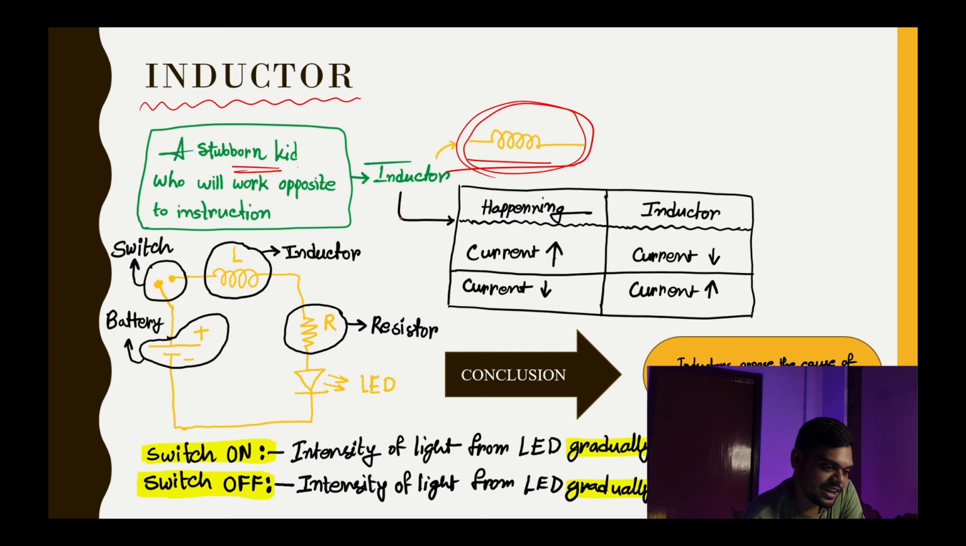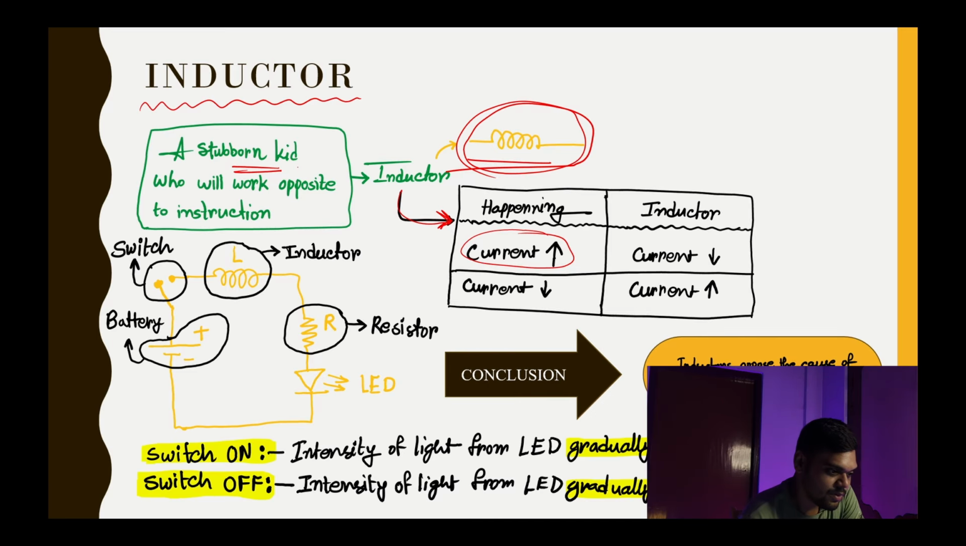As the analogy said, an inductor is a stubborn kid. By applying the analogy, if current is rising in a circuit, the inductor will try to decrease that current, and if current is decreasing in a circuit, the inductor will try to increase that. So actually an inductor opposes the cause of the current flow. Anything that causes the current flow to change, it opposes that.